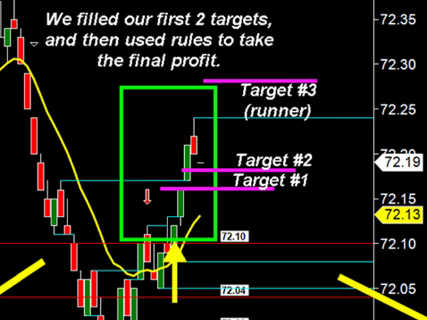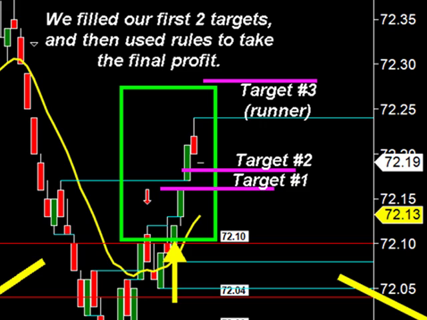Now all we needed to see here was some increasing speed of the tape, and make sure the rest of our rules lined up, which means we had to see some follow through above that 72.13, 72.12. And so what happened was we waited a little bit longer to see that speed pick up. Price action sped up. We saw some buyers at the tape there. And of course, we got into this trade. Entry, of course, right, at 19. We took our first target at 3, our second target at 6.